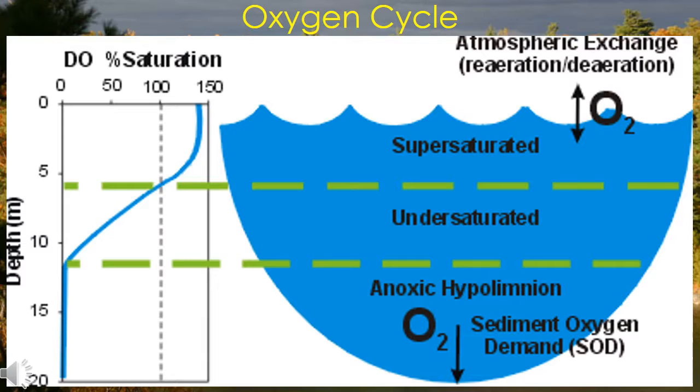This is a diagram that shows the percent saturation of dissolved oxygen goes down remarkably through the depth of the lake. And as you can see, the upper zone, the photic zone, is supersaturated with oxygen, where the lower zone is anoxic.